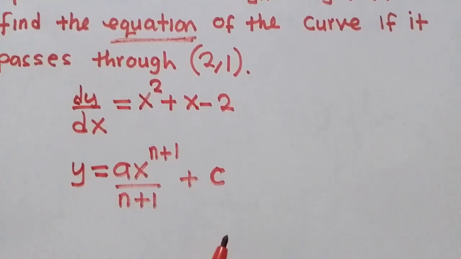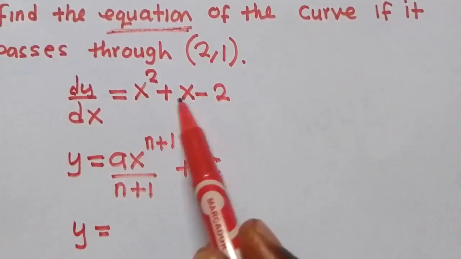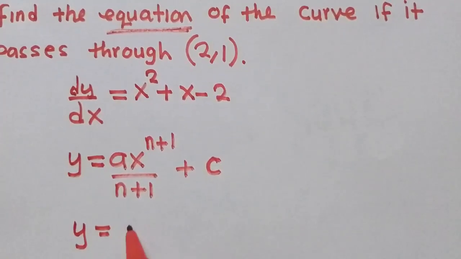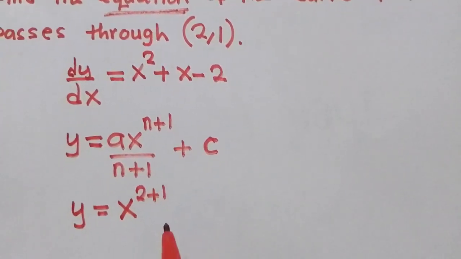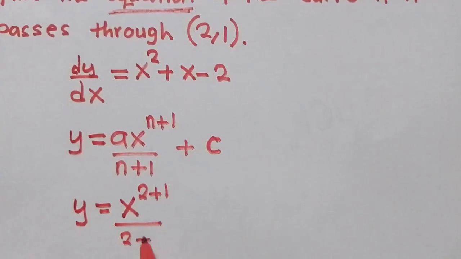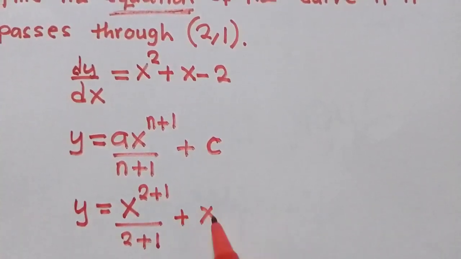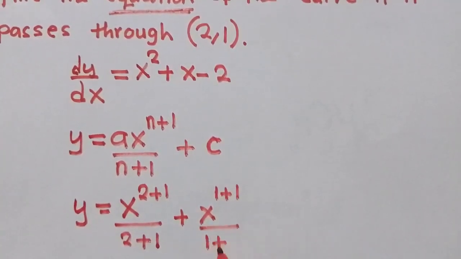Where you start now, you know that y is equal to, then you just follow the way they are. You keep changing the power, then you divide by the power. So you say x^(2+1) over 2+1. Have you seen? You continue, plus x^(1+1) over 1+1.